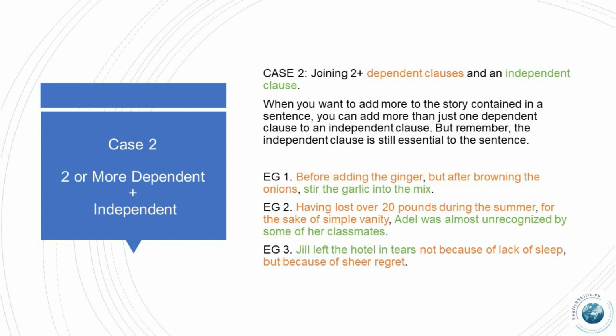Why was she almost unrecognized? She'd lost nearly 20 pounds. Why did she lose 20 pounds? Simple vanity. Interesting sentence.